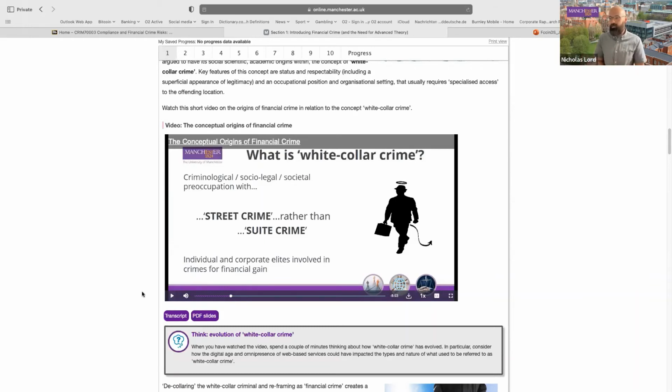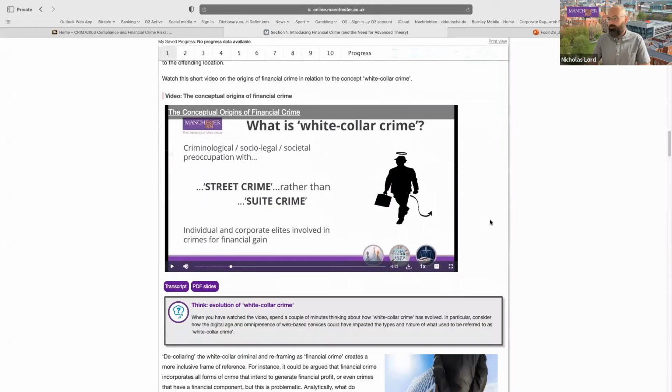I won't play that entire thing, but you can just get a feel for the kind of materials there. So, this is quite a basic introduction to financial crime, reflecting on the origins of the term financial crime from white-collar crime, and this idea that we decollared the white-collar offender to think about financial crime, which in turn broadens out the remit as well.